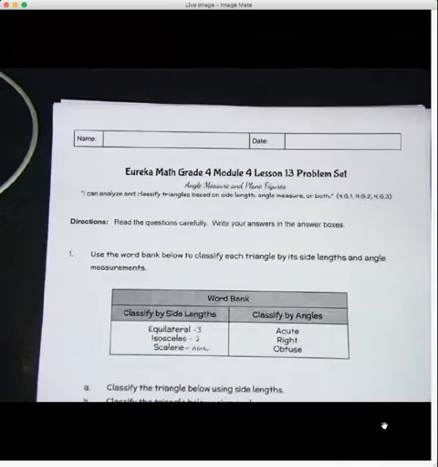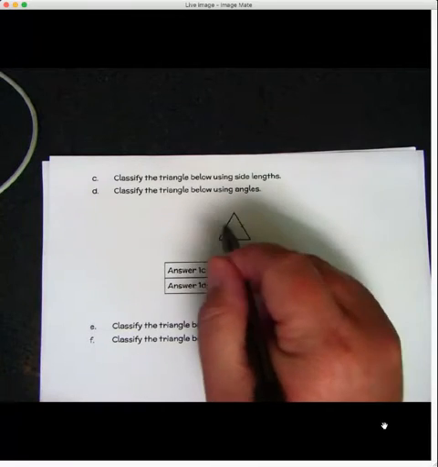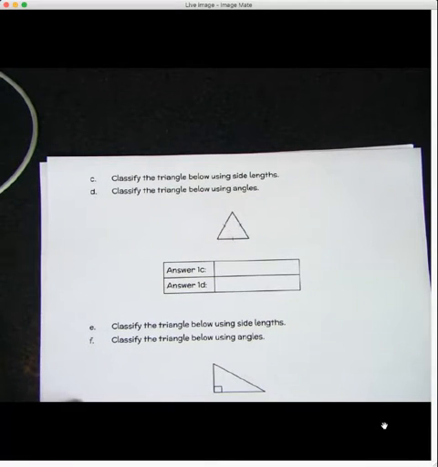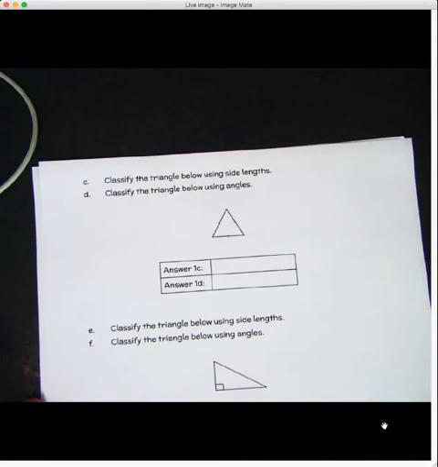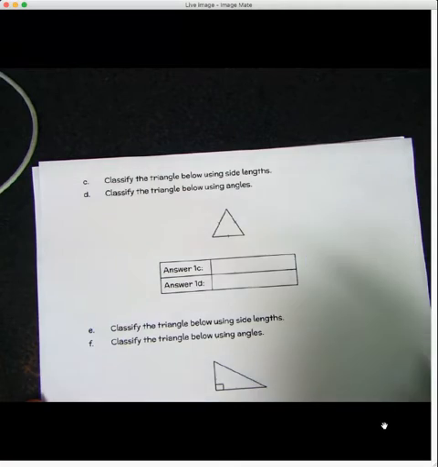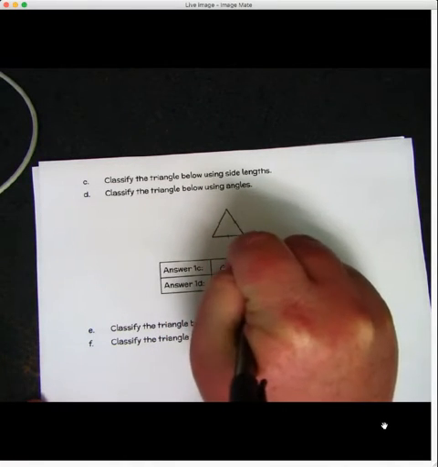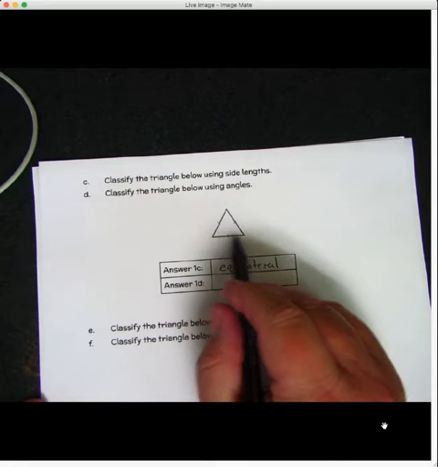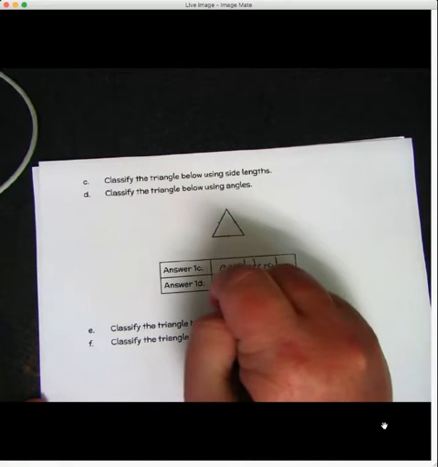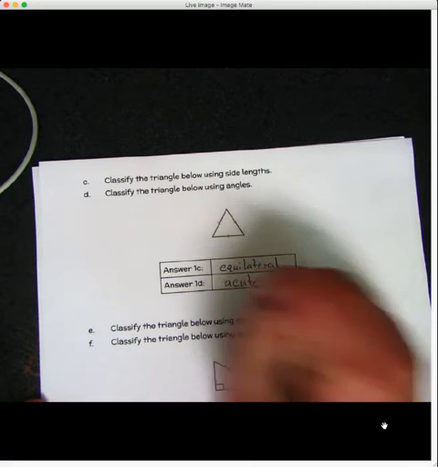Now, let's move on to the next one. We're going to look at lots of triangles today and decide what they are. So this one right here. Oh, I see three marks that are equal sides. So what is a triangle with three equal sides called? It's equilateral. An equilateral triangle. And the angles, that's acute, that's acute, that's acute. It's an equilateral acute triangle.